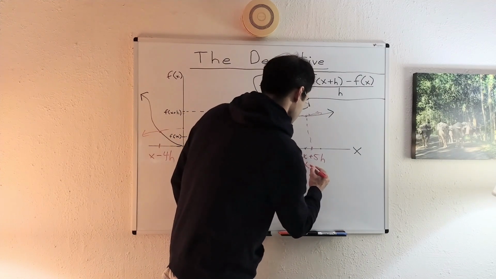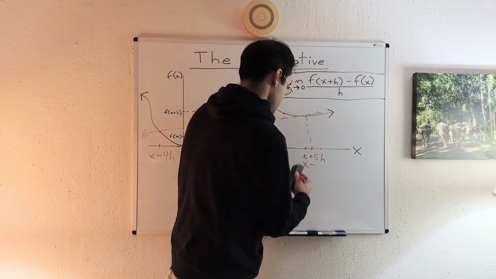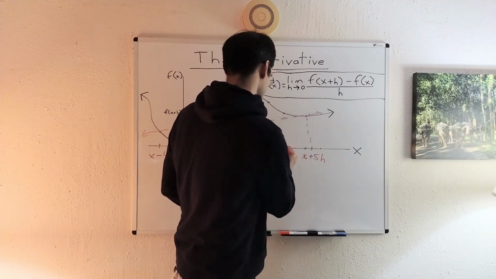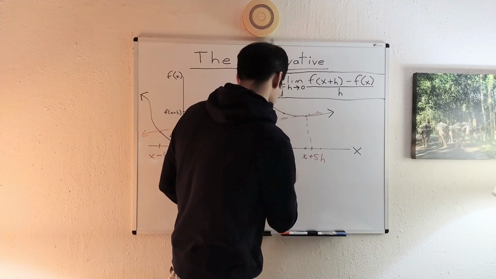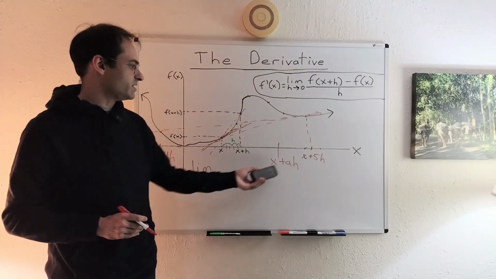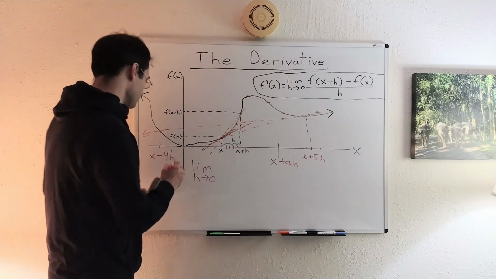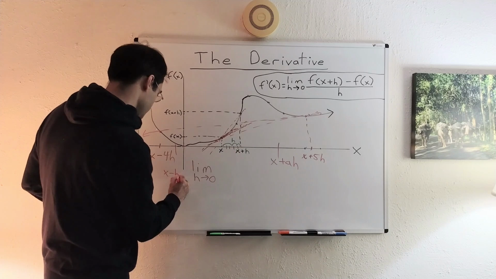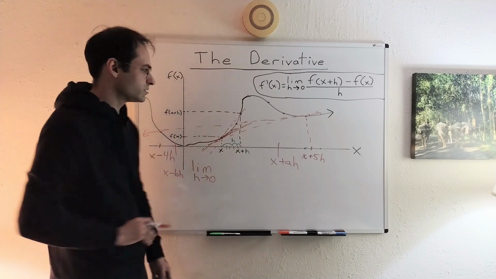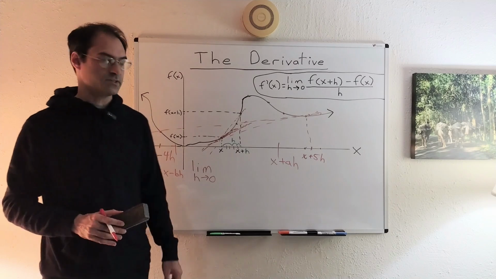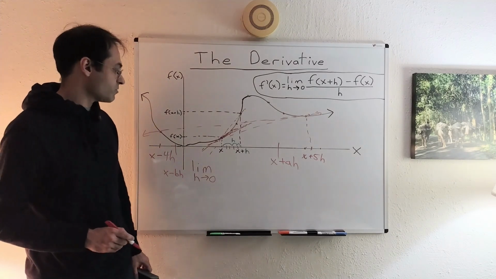So let's call it x. It's getting a little crowded here, but x plus some general point here, x plus ah, where a can be anything. And over here, we could take x minus bh, where a and b can be anything, as long as a plus b is not 0. What would that give us?